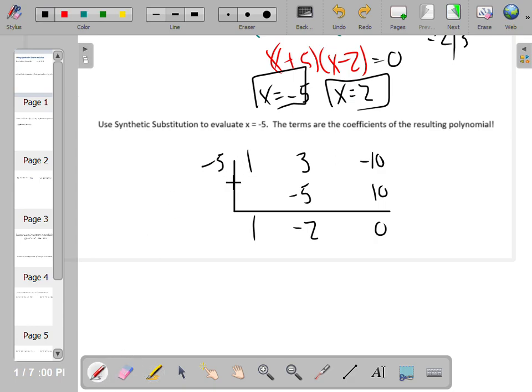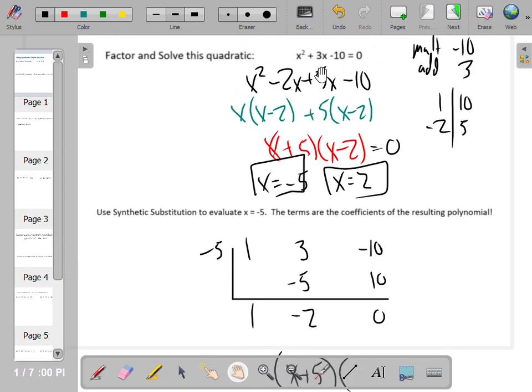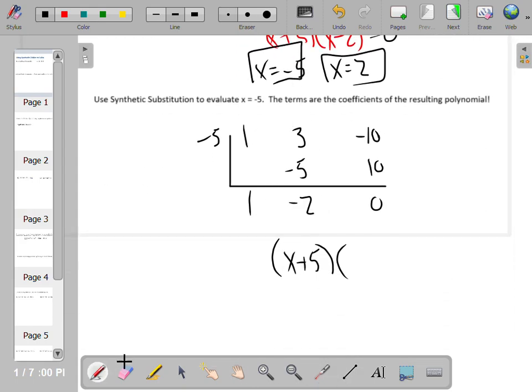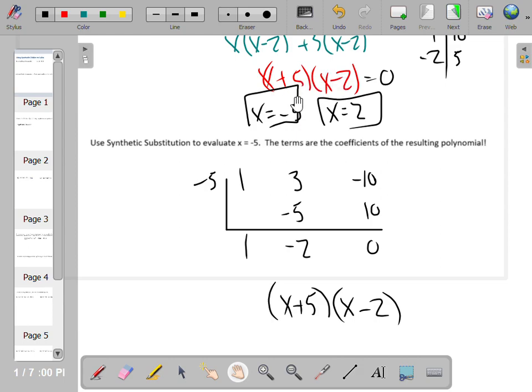So we just divided by x plus 5. If negative 5 is a 0, that means that x plus 5 has to be a factor. And what we have here are the coefficients of the quotient, and the quotient has one less degree than what we started with. So if this was a quadratic, these are the coefficients to a linear term. 1 degree lower than 2 is 1. So this is actually 1x minus 2. That's another factor. And look, (x plus 5)(x minus 2), we found the factors a slightly different way. So we use synthetic division to help us factor and then also ultimately solve the quadratic.